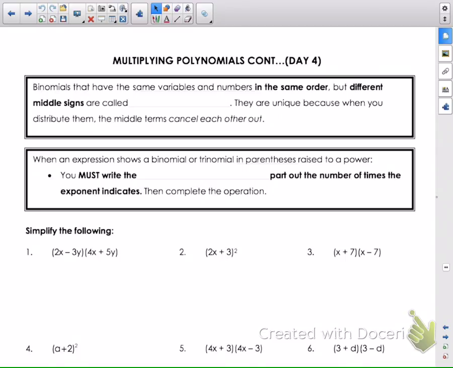So first, in the box up here, binomials that have the same variables and numbers in the same order. But here's the key: different middle signs. Okay?